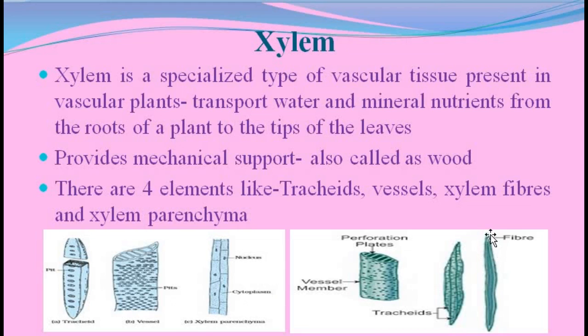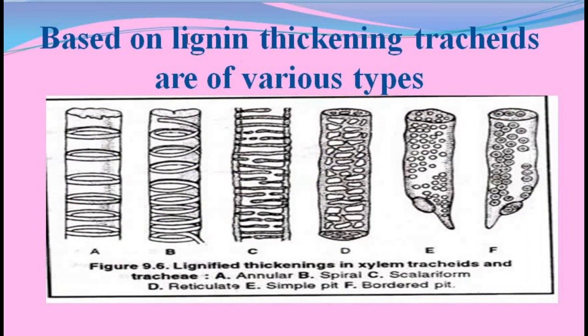Coming to the fibers, xylem fibers are otherwise known as the sclerenchyma fibers associated with the xylem. They have thick, pitted walls with narrow lumen and tapering ends, which provide mechanical support to the plant. Based on the lignin thickening of tracheids, the xylem tracheids are of various types like annular tracheids, spiral tracheids, scalariform tracheids, reticulate tracheids and pitted tracheids.